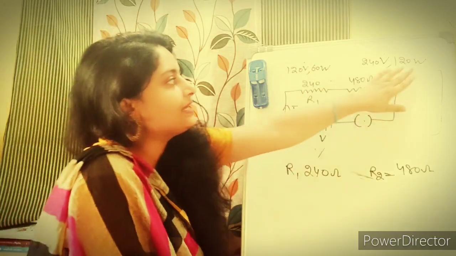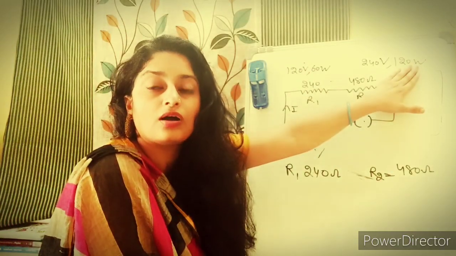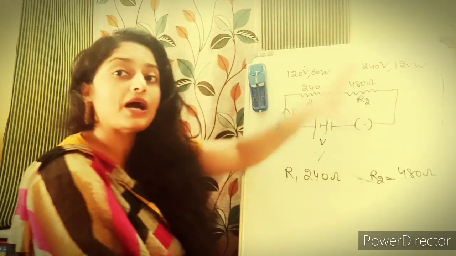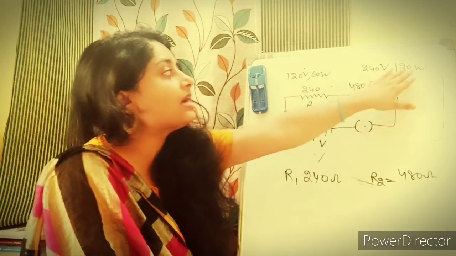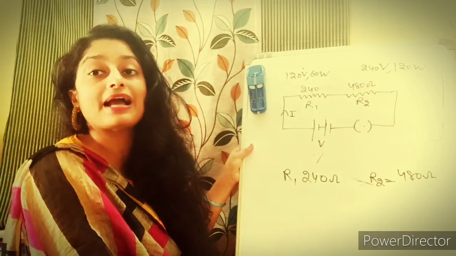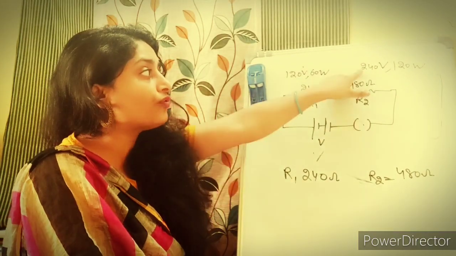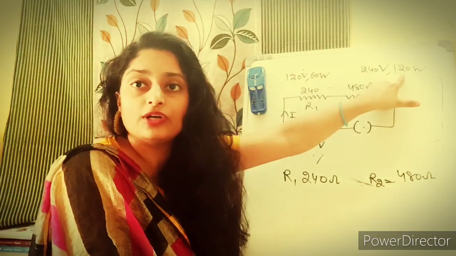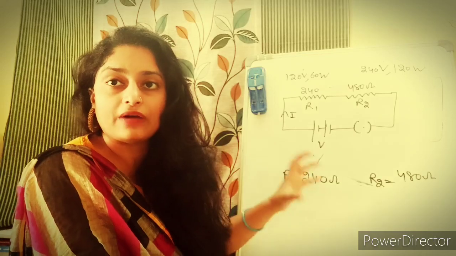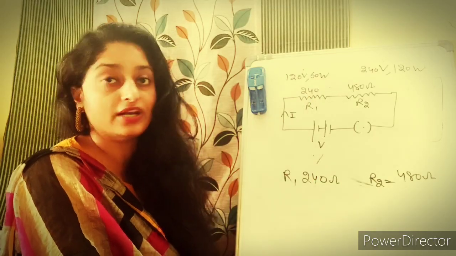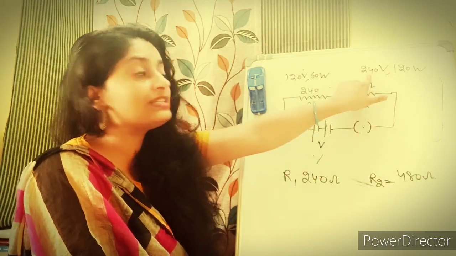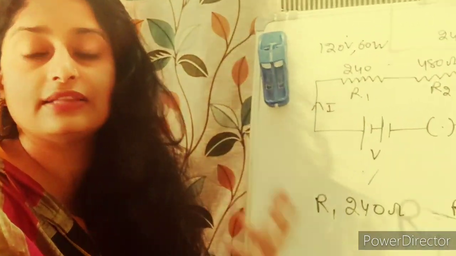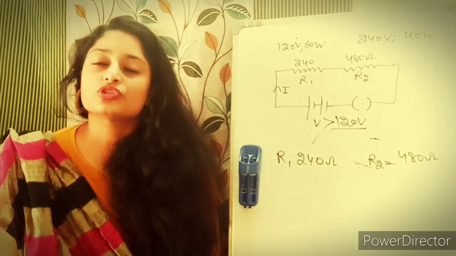This does not mean that the bulb with more power rating will glow with more brightness. No, the one with more power dissipation will. Because when will it have that rated power? When it has the maximum voltage, 240 volt. When it has 240 volt, at that time its power will be 120 watt. So don't be confused between the power dissipation and the power rating that is given. The rating applies only when it gets the complete rated voltage. So these are the important questions.